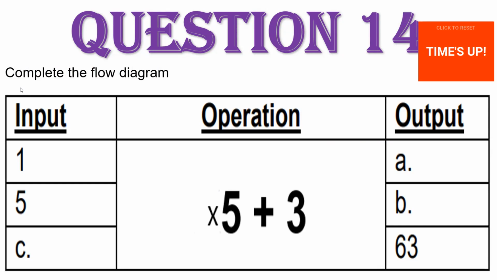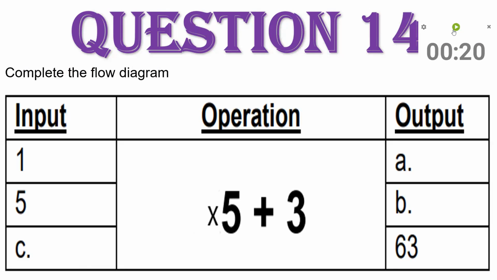They said complete diagram, input, operation, and output. Input given for number 1, and then you are going to get output for question A, 14.A. Input is 5, you will get B. But for C, input is not given, output is given. Okay, 63 is output. So what you are going to do? Okay, get your time, 20 seconds to try.